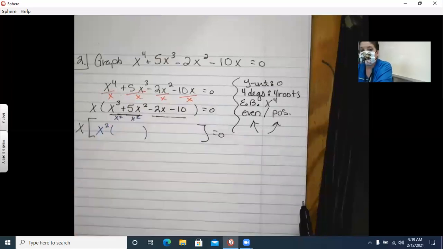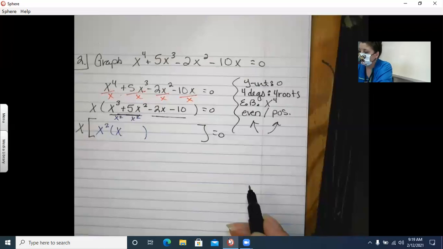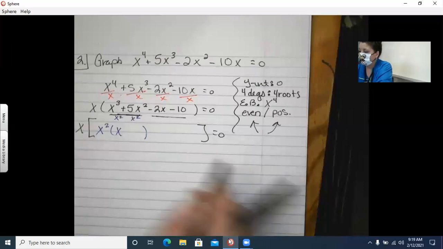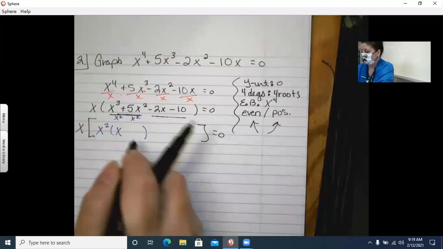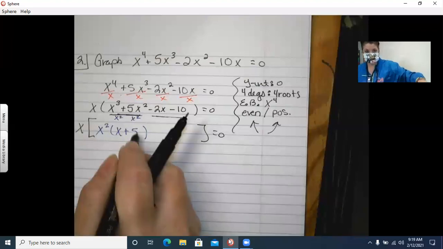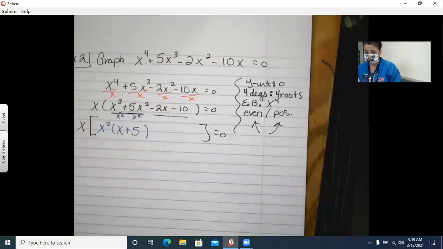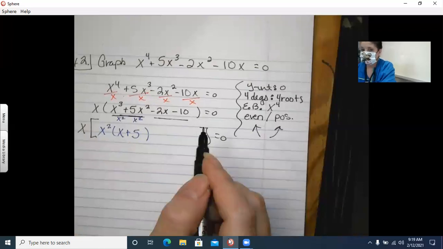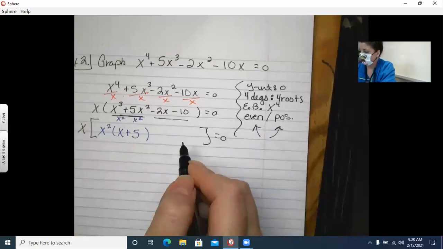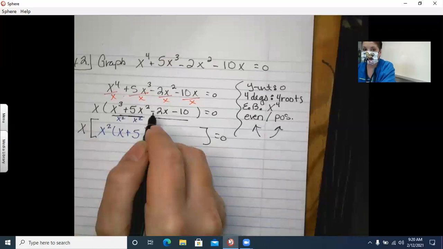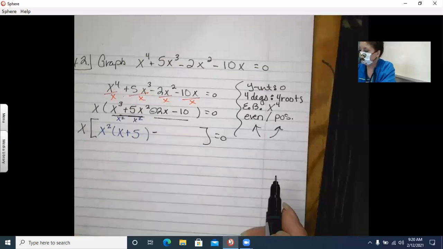What's x cubed divided by x squared? X. What's positive 5x squared divided by x squared? Plus 5. Positive 5. All right. What's going to be the sign of the GCF of the next group? Negative, because that's the sign of the first term of the second group. And what's the GCF of the second group?